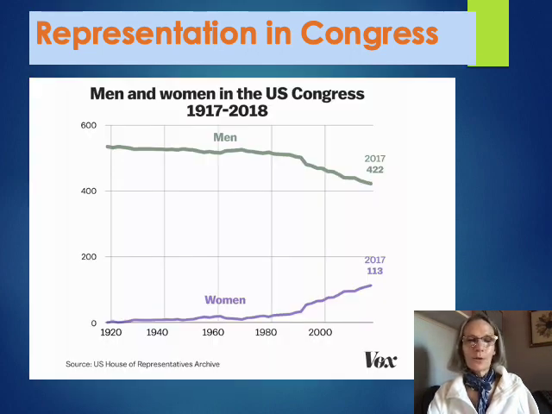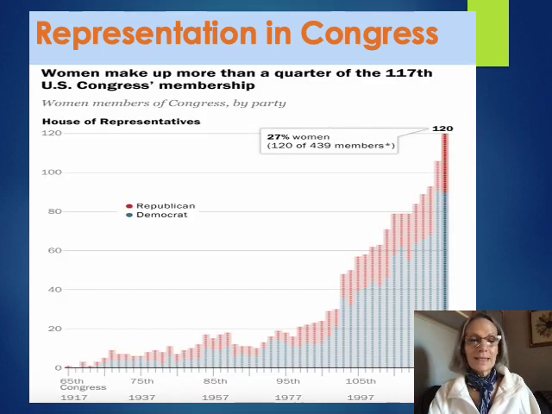So this graph shows you a visualization of the number of men and women in Congress from 1917 to 2018. It's pretty stagnant for quite some time. Then we begin to close the gap a little bit starting in the 1990s, which we'll talk about in a moment. And this is from 2017, so it's closed even still, but there's still a significant gap in terms of gender.